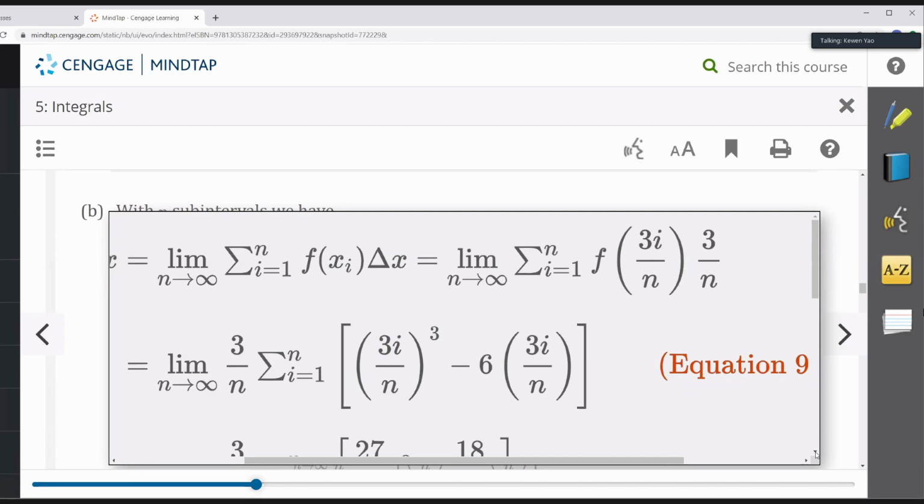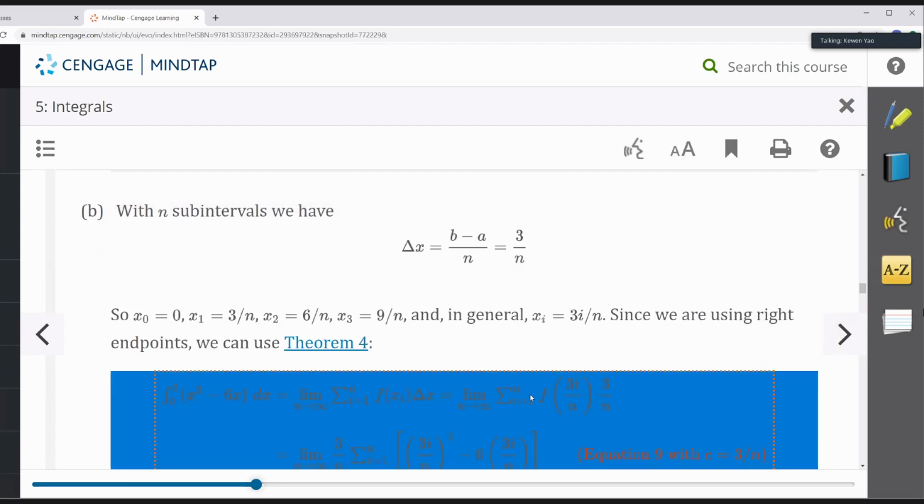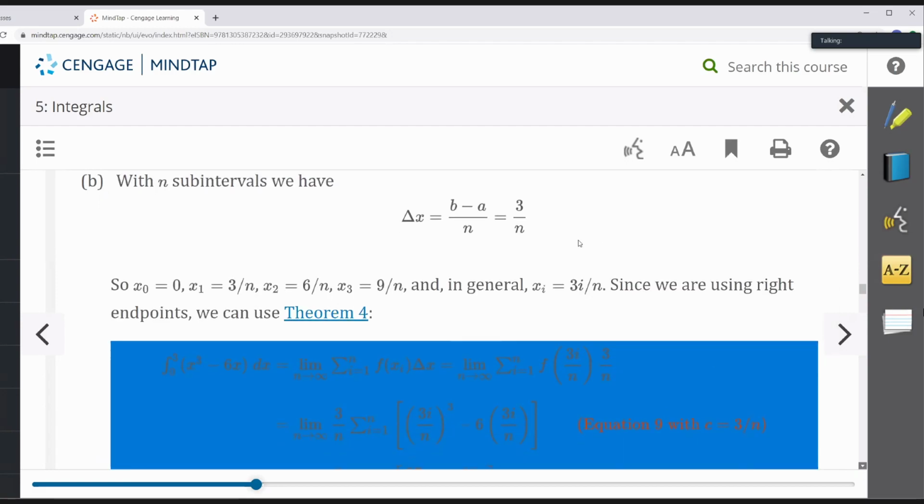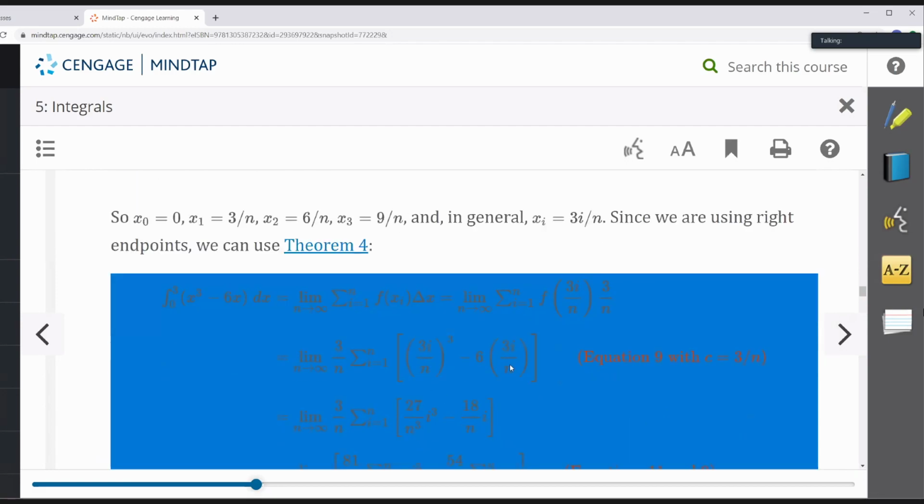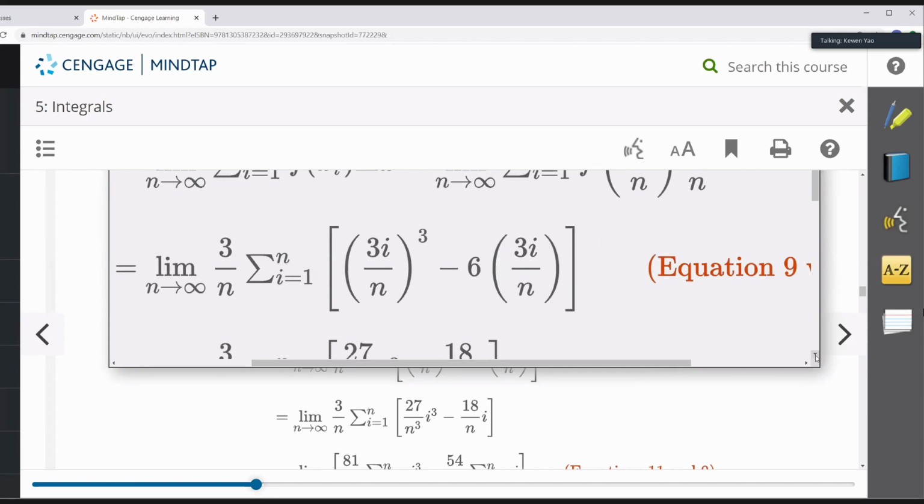Now you have to do some algebra. So the limit as n approaches infinity, 3 over n, which is your delta x. Now compute that: 3 to the power 3 is 27, so 27 i cubed over n cubed, minus 6 times 3i, which is 18i over n. This is pure algebra. Let's continue. Now you have these terms, 18i over n.